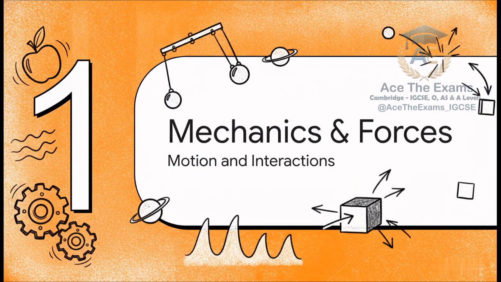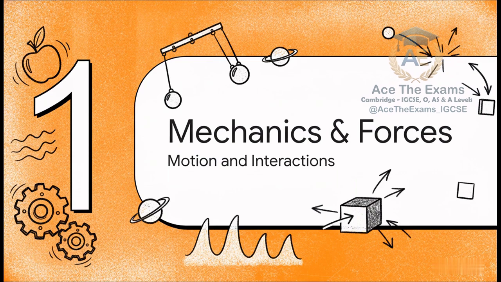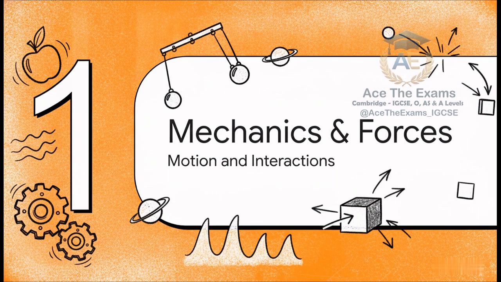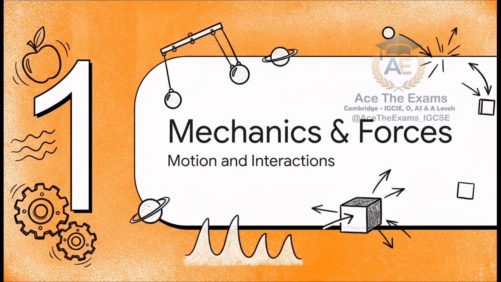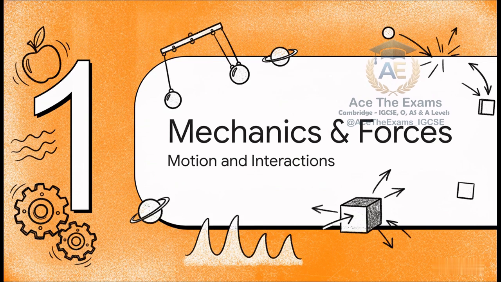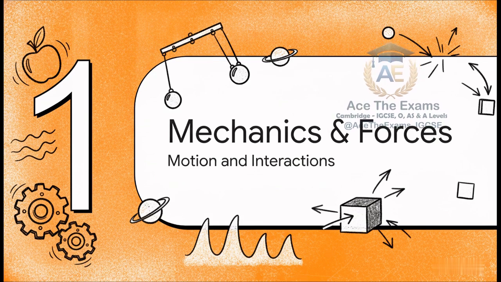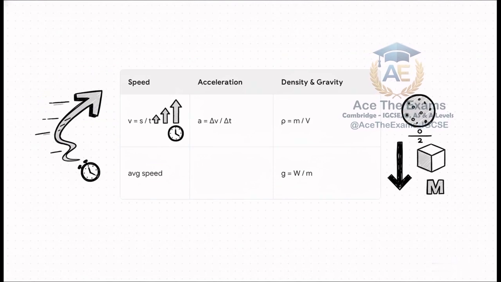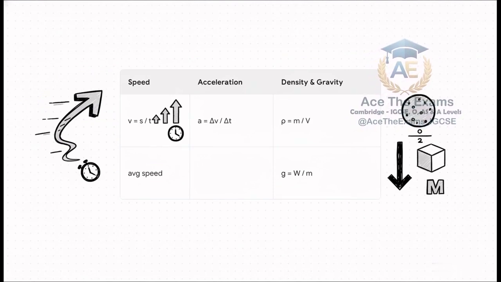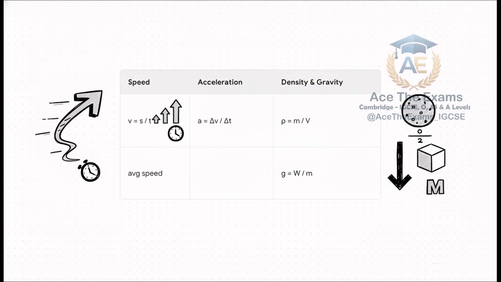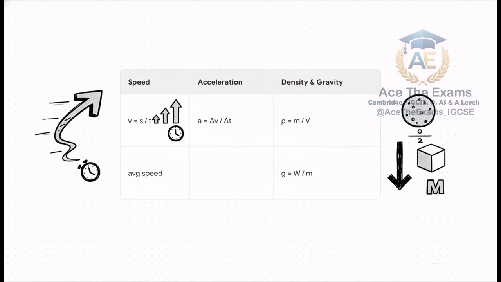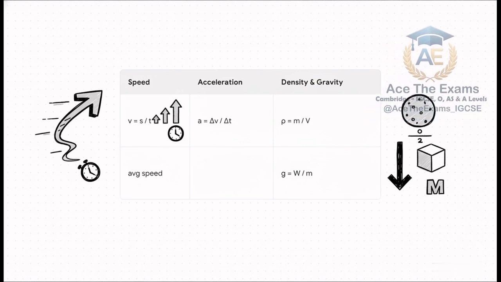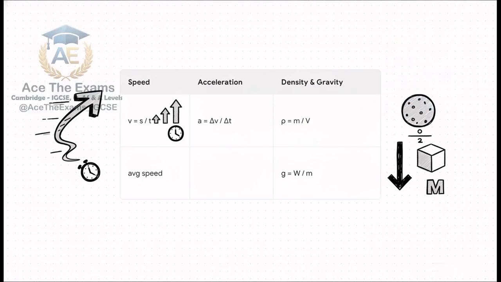Domain number 1. We start our briefing with the fundamental rules of how objects move and interact with one another in physical space. This is the bedrock of classical physics, and it's where exam papers love to test your baseline accuracy. Let's scan our primary data. Speed is simply distance over time. Right next to it, acceleration tracks the change in that velocity over time. And moving along, we define the very substance of objects. Density, which is mass divided by volume, and gravity, which links weight to mass.